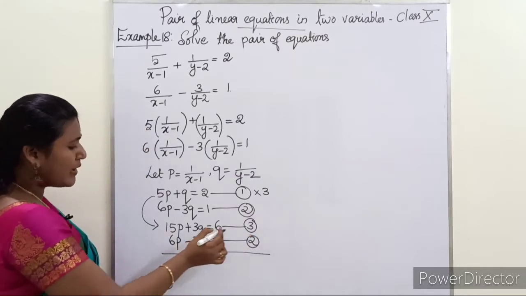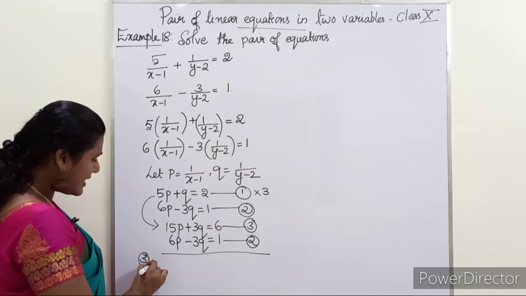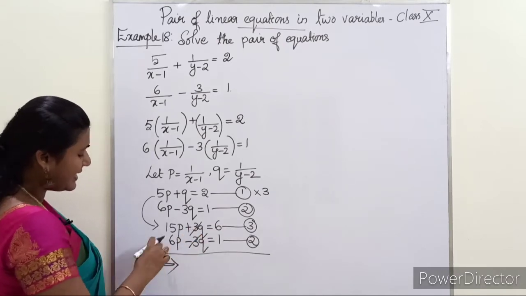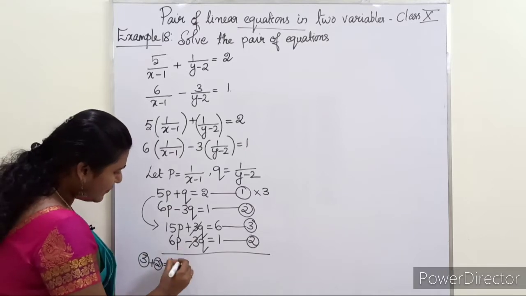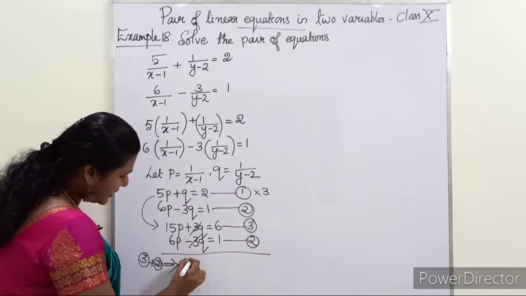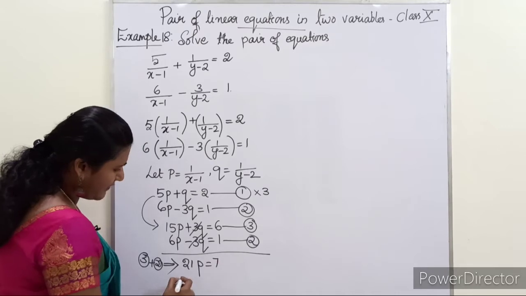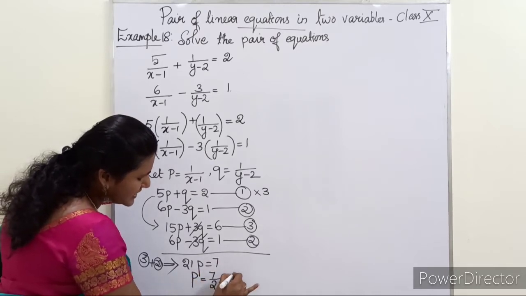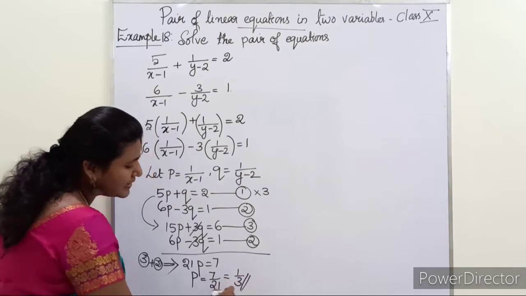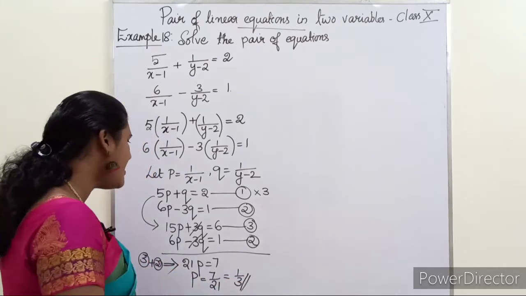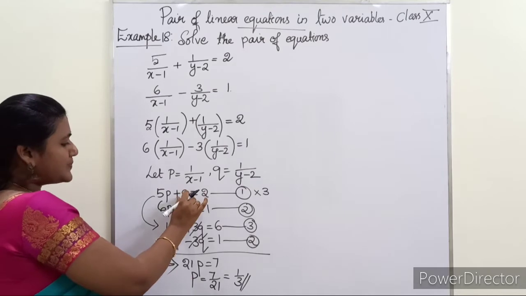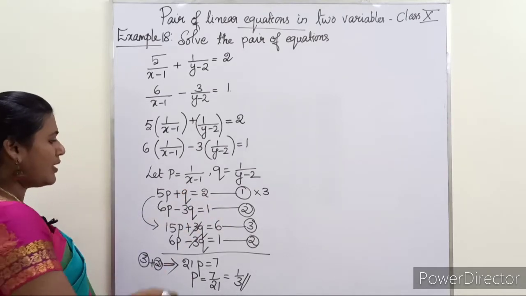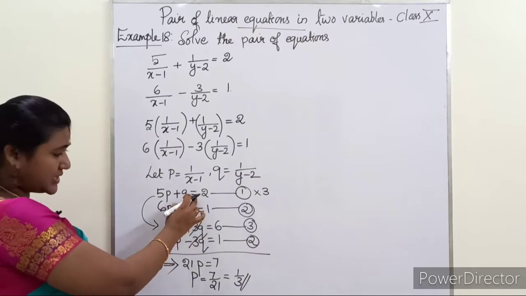Now I am going to add equation 3 and equation 2. The q term will get cancelled, and when you add you will get 21p is equal to 7. So p is equal to 7 by 21, which is equal to 1 by 3. So you got the value of p as 1 by 3. This value you can substitute in any one of the equations and find the value of q. I am going to substitute in the first equation.